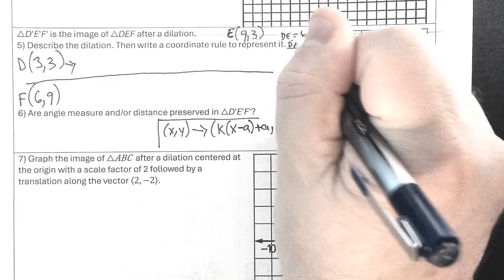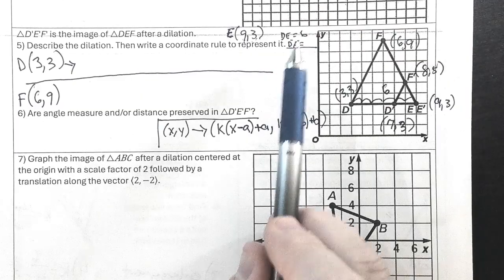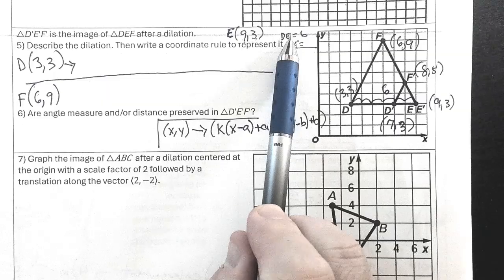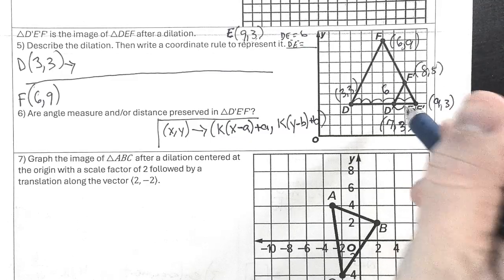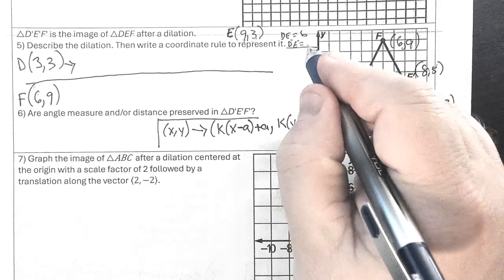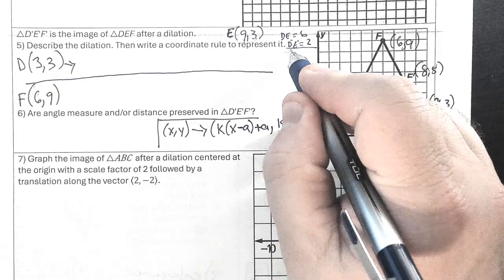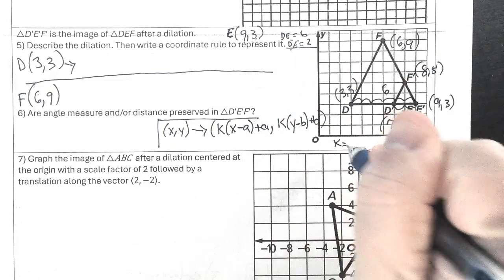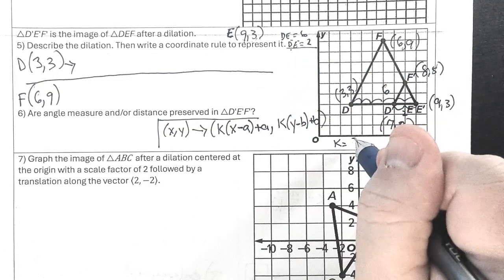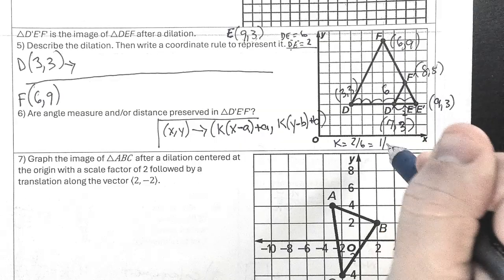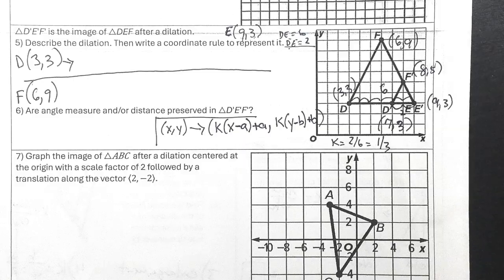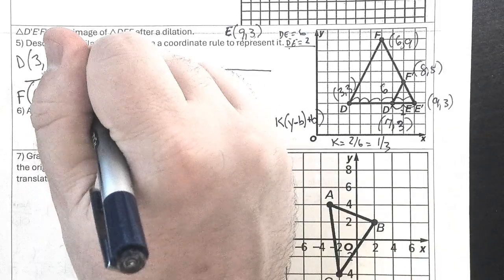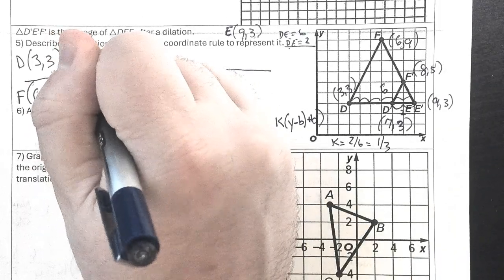So D prime, E prime, let's see what it is. This is your old. This is your new. Remember, your K is new over old. All right, so D prime to E prime is 1, 2. So our K is going to come over here. K is new over old, 2 over 6, which reduces to 1/3. And it better be less than 1 because this guy got smaller. So over here, K is 1/3.